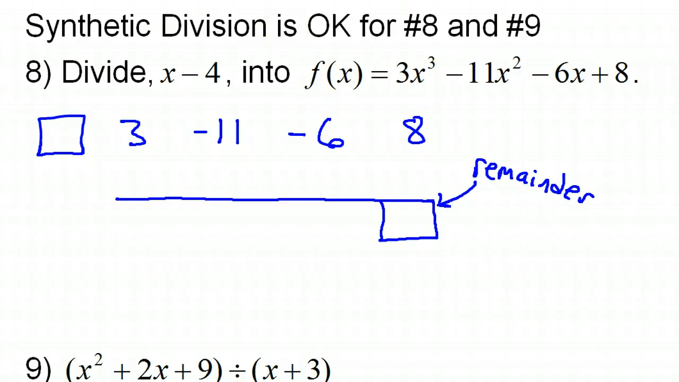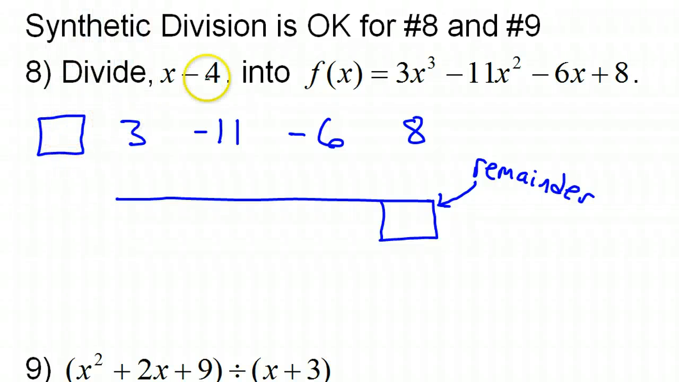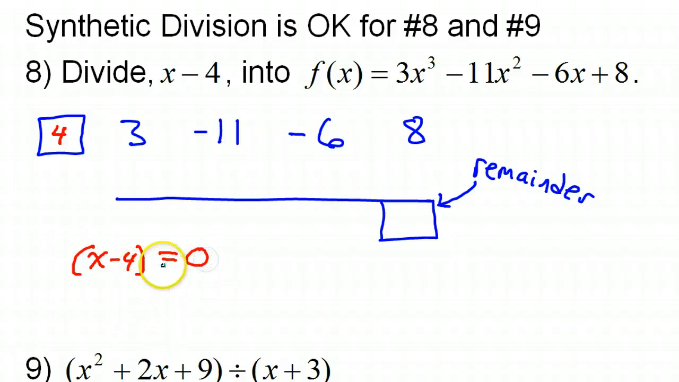So next, what goes in the box here? Well, I've got x minus 4, so this is going to wind up being a positive 4 here. What's really happening is we're imagining that x minus 4 is a factor. And if we set this equal to 0 to find potential zeros, it's what you would get if you solved this. Adding 4 to both sides gives us x equals 4. That's why we're putting a 4 in the box there.